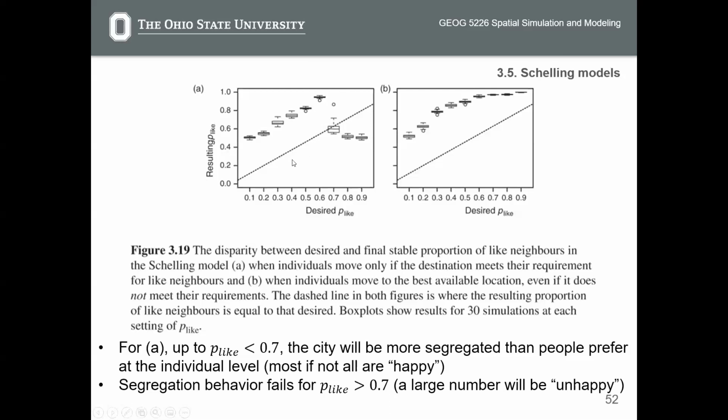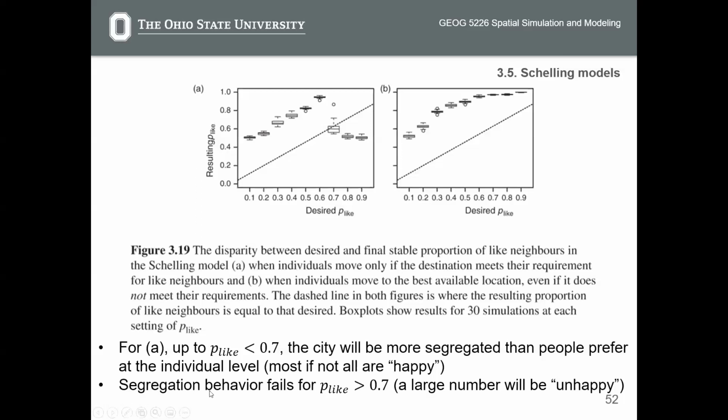Okay. Do not grab too much, and do not say that I don't accept compromise. Okay, we can see the difference. For desired P-like smaller than 0.7, the city will be more segregated than people prefer at the individual level. Okay, why is the city segregated? Because everybody is satisfied when the desired P-like is smaller than 0.7. If everybody is satisfied, it means that they are living with their own people, which means that the city is segregated.